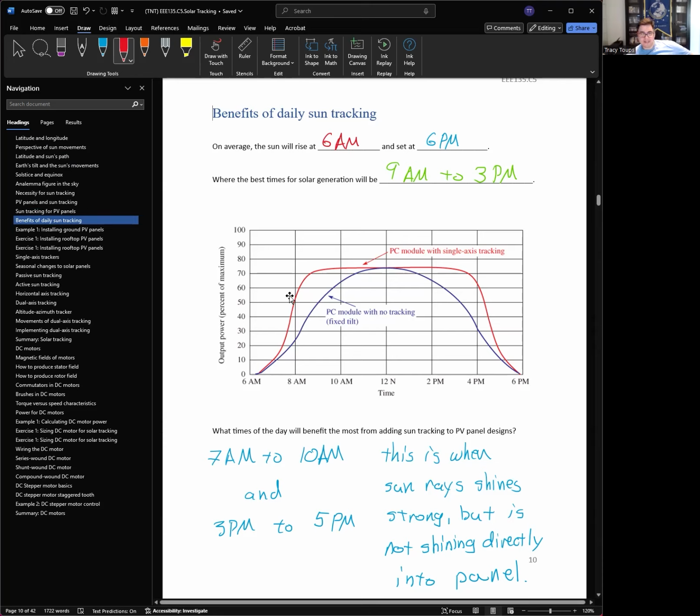Now, the red line is how much power you can make with your sun tracking. Notice the big difference between that and the blue line, which is your fixed, no tracking.